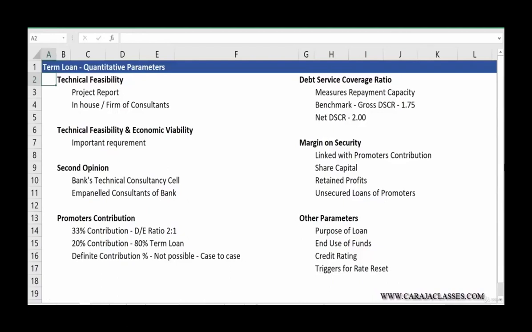Next, let us look at the quantitative parameters related to term loans. First one is technical feasibility. When business entities go for a long-term project, they will fund the project with a term loan, and the balance portion they'll use their margin money. This is what generally happens in the industry.